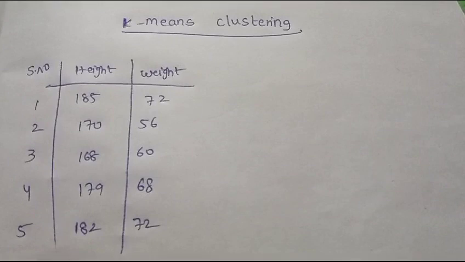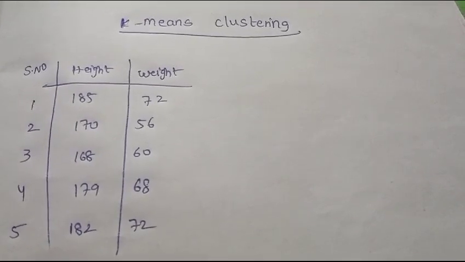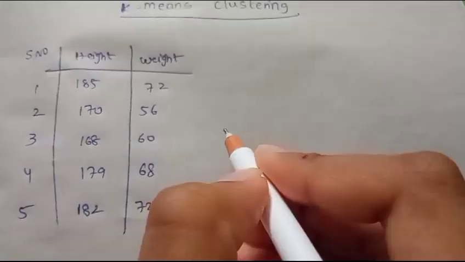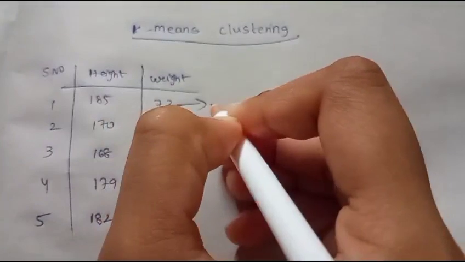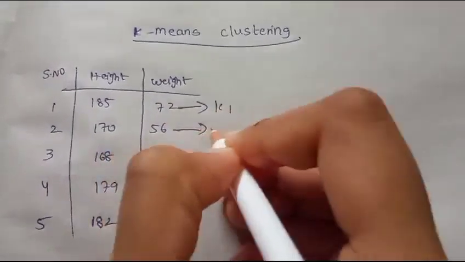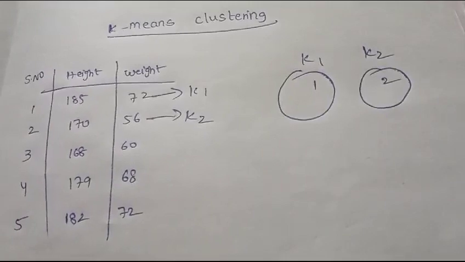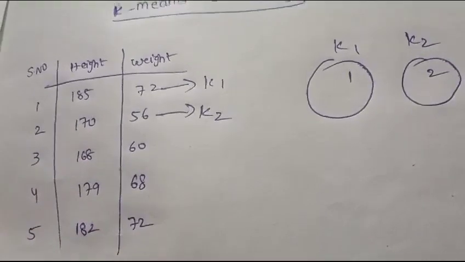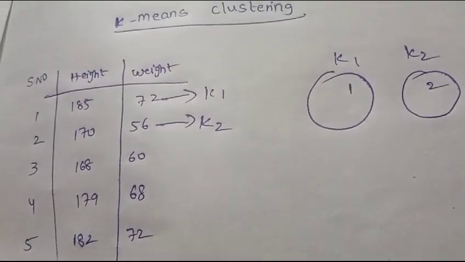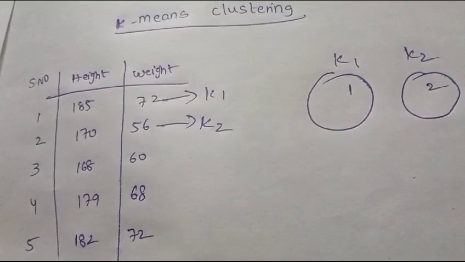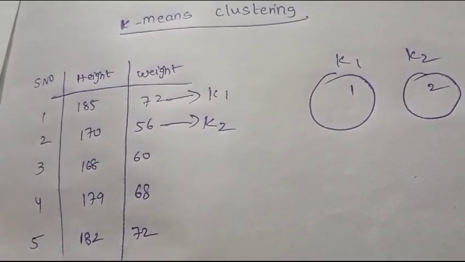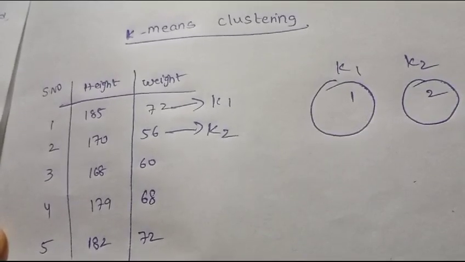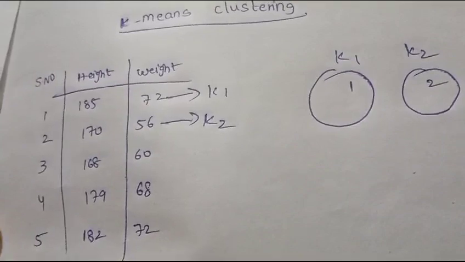Now let us see an example. Consider the data set which consists of height and weight. These are the data points. Let us consider the 5 data points here. Let us consider the first data point belongs to the cluster K1 and the second data point belongs to cluster K2. Our main aim is to find which cluster the other data points belong to. Here there are 2 clusters and 5 data points. 1 and 2 belong to the K1 and K2 clusters. We have to find out which cluster data points 3, 4, 5 belong to.